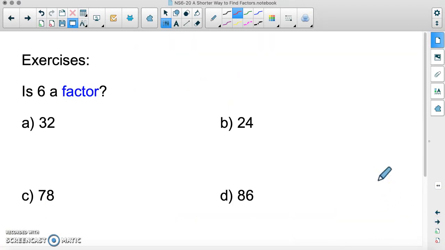On your whiteboards, I want you to check if 6 is a factor of the following numbers using either the skip counting strategy or the long division strategy, whichever one that you find easiest for the numbers that you're given. When you're done, you're going to continue on with your screencast.